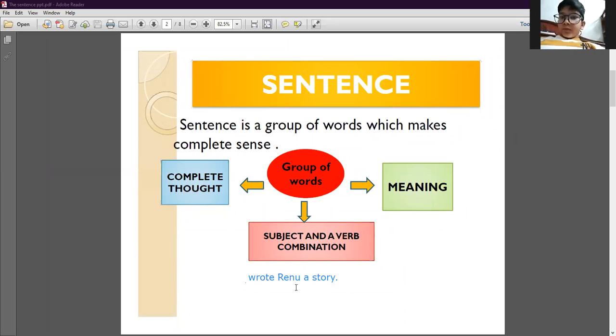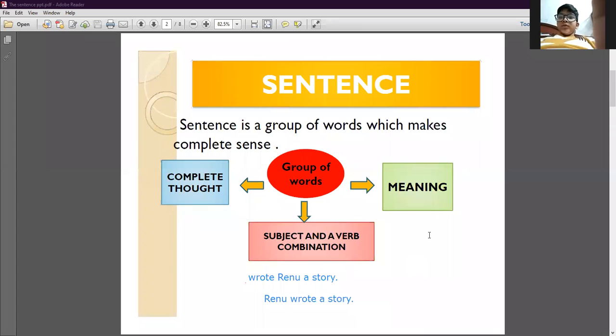ये sentence नहीं कहलाते हैं because these words don't make any sense. ये words आपको कोई sense दे रहे हैं? It has a complete thought? Wrote Renu a story. No, this is only a group of words. It has a subject and verb, but it does not have a complete meaning. So I'm writing another sentence here: Renu wrote a story. Clear, students?